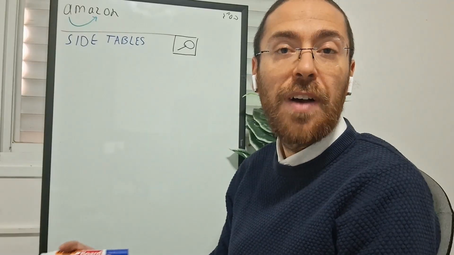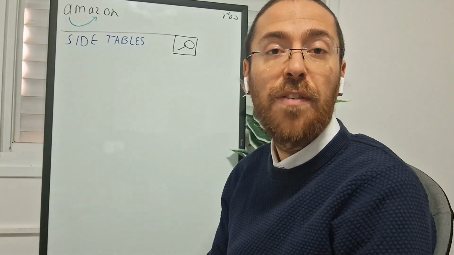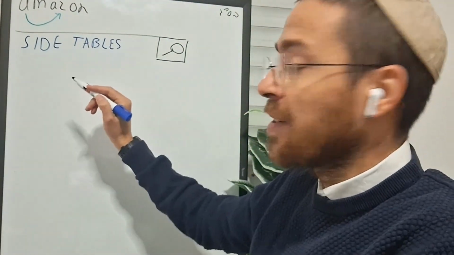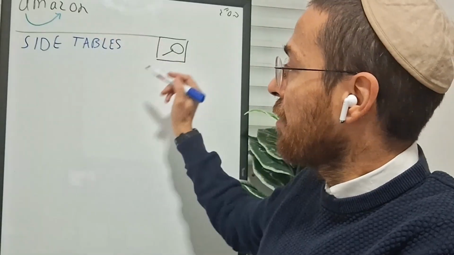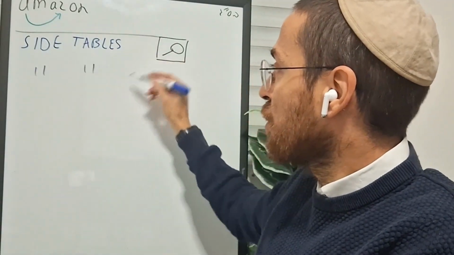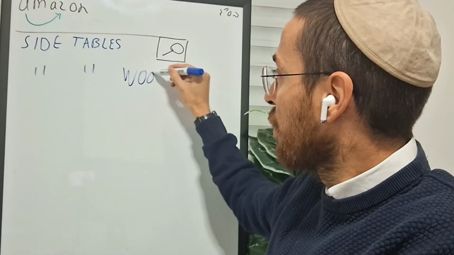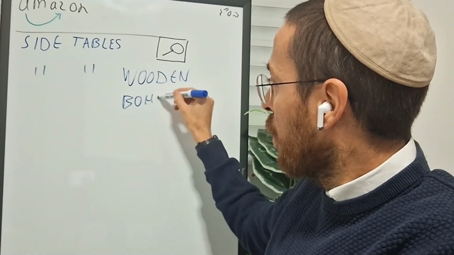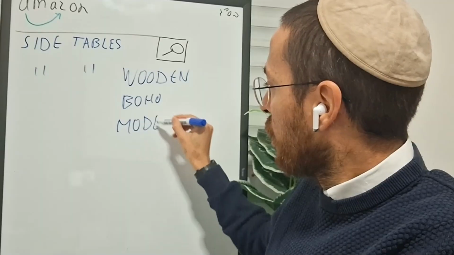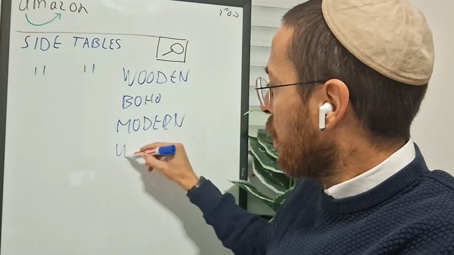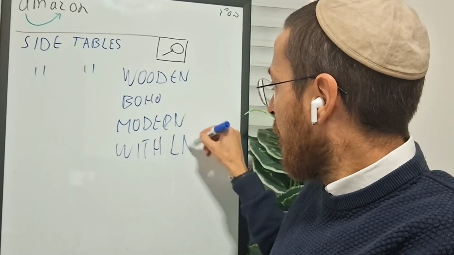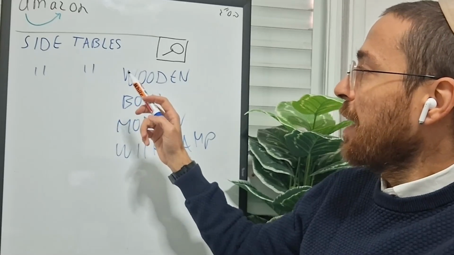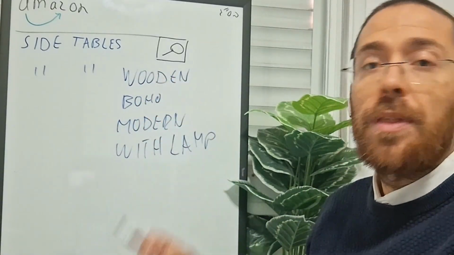Okay, now let's talk about where you can find the negative keywords, including a strategy to find the negatives without even spending any money at all to begin with. So suppose your product is side tables, right? You can type that into Amazon, and then what you're going to see is search suggestions, right? So for example, side tables wooden, side tables boho, modern, with lamp, etc. Now, what you want to see is which of these does my product match up to and which of them does it not match up to.